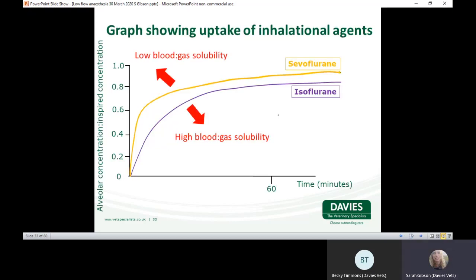This graph shows how the blood gas solubility of the agent affects how quickly it gets taken up and has an effect on the body. The x-axis is time and the y-axis is the ratio of alveolar concentration to inspired concentration. You can see that isoflurane has a high blood gas solubility. It is more soluble in blood, so it takes longer for the alveolar concentration to equilibrate with the inspired concentration. Sevoflurane has a lower solubility in blood and has a much quicker effect. So this makes sevoflurane really useful in low flow anaesthesia to help change the depth of anaesthesia faster.